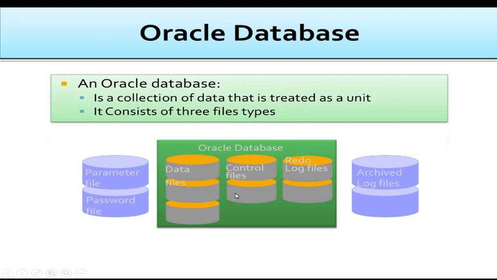Oracle Database. An Oracle database is a collection of data that is treated as a unit. It consists of three file types: data files, control files, and Redolog files. These are external to the type of Oracle database.